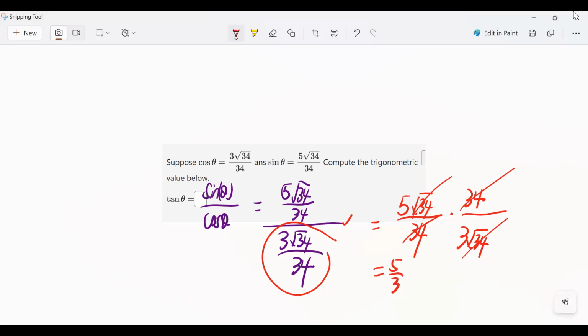You can also directly cancel this thing, right? If you don't want to go through this complex fraction, this is the same as that. If you cancel that, you get 5/3 immediately. Right, so the answer is 5/3.